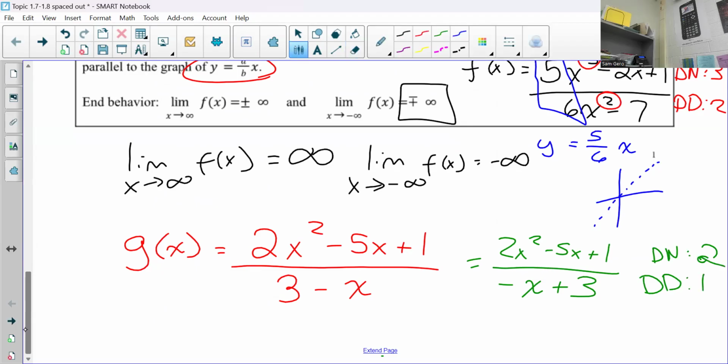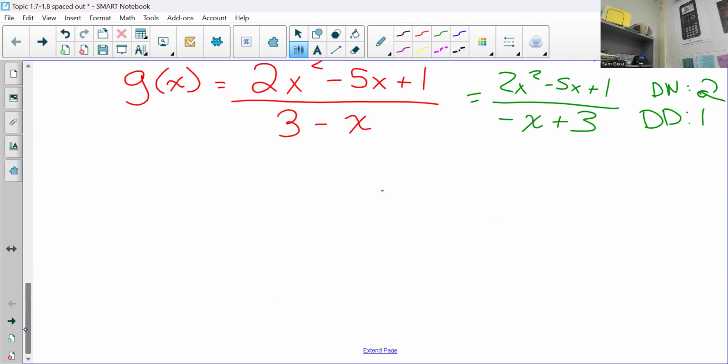So the idea is, again, the numerator is bigger by 1. So there's going to be a slant asymptote, and your slant asymptote is going to be parallel to y equals 2 over negative 1.